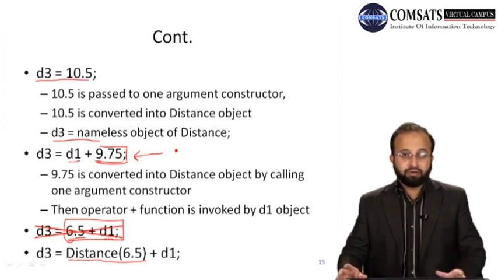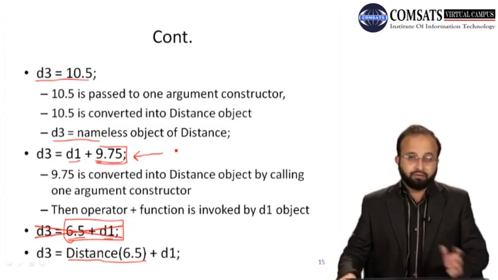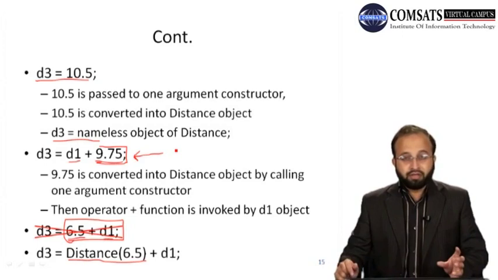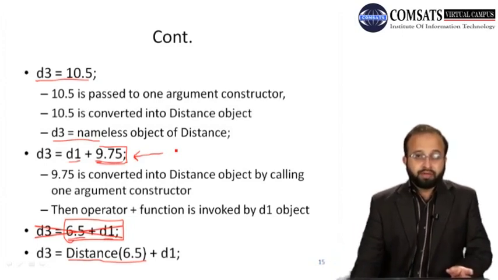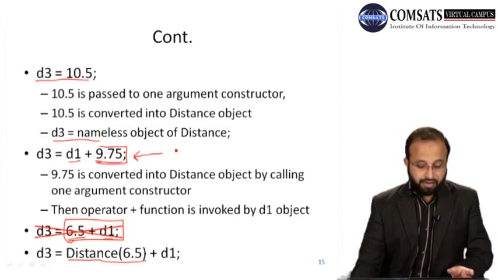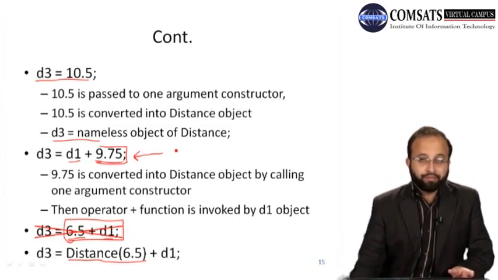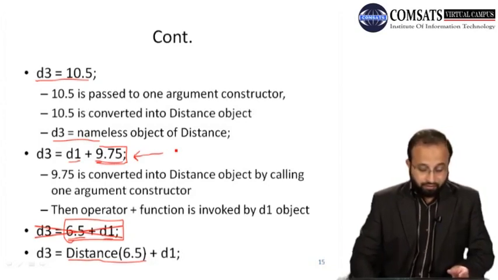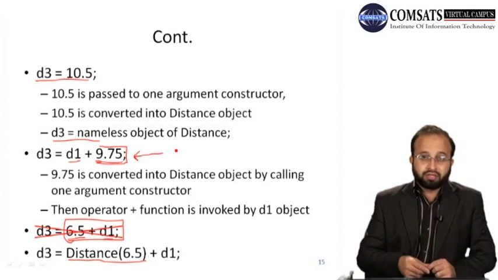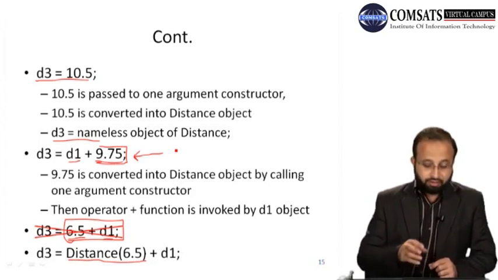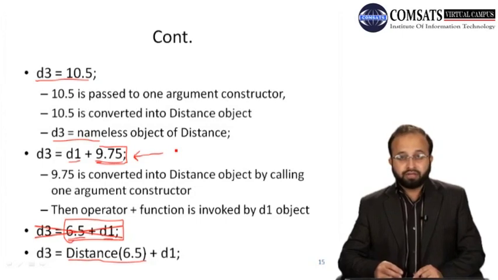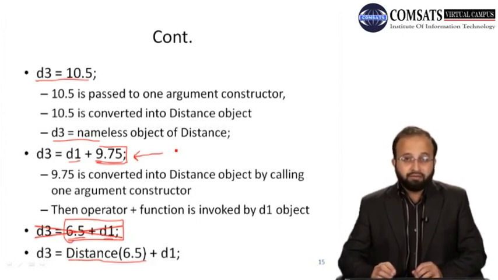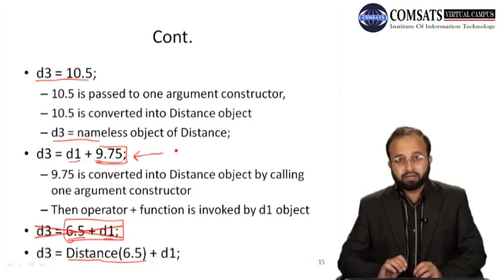So why are we not able to execute d3 is equal to 6.5 plus d1 if we have a floating point value before? Because the floating point value won't cause the operator plus function in the distance class to be executed, and it won't call the constructor for the distance class, the one argument constructor. So we have to call the constructor explicitly. In order to execute such a statement like d3 is equal to 6.5 plus d1, we have to make the operator plus function a friend function of the distance class.